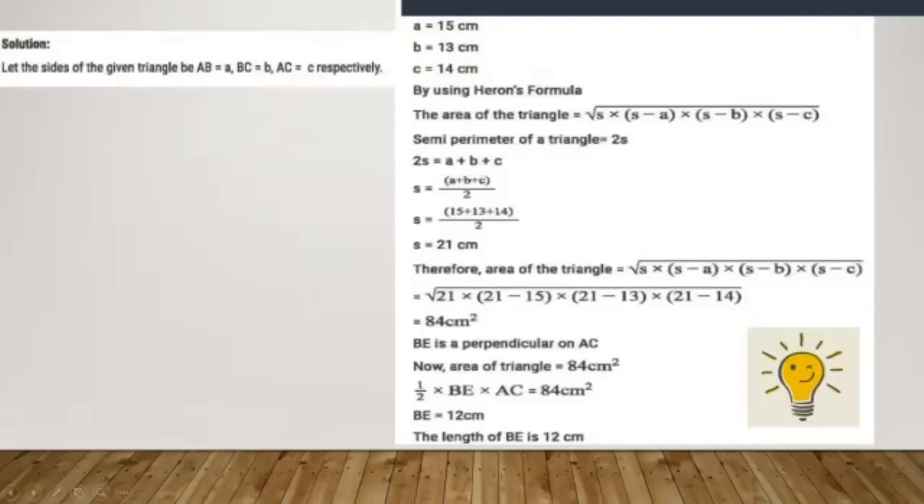Fine. So finding out 84 centimeter was not hard for you. Finding out 84 centimeter was again using the same formula. The same area of the triangle can be found out by half of base into height. Now your base becomes AC, your height becomes BE. And thus BE is equal to 12 centimeter.